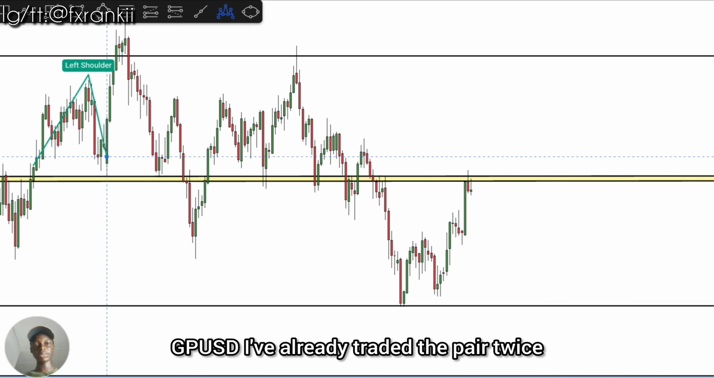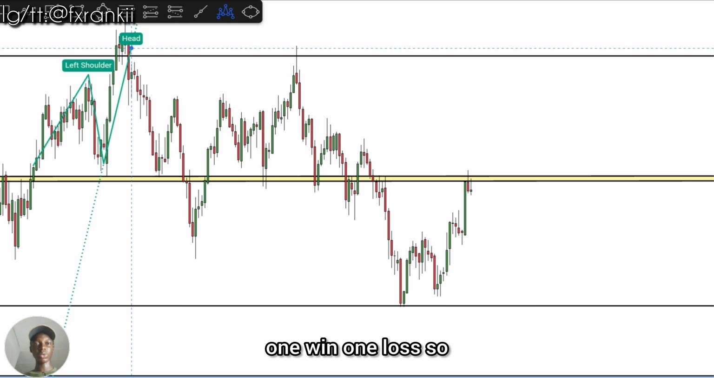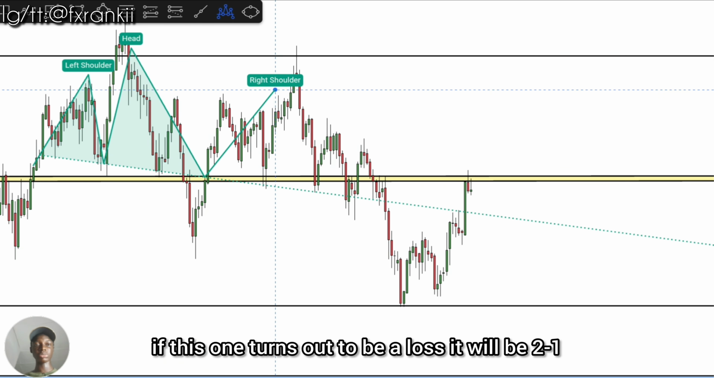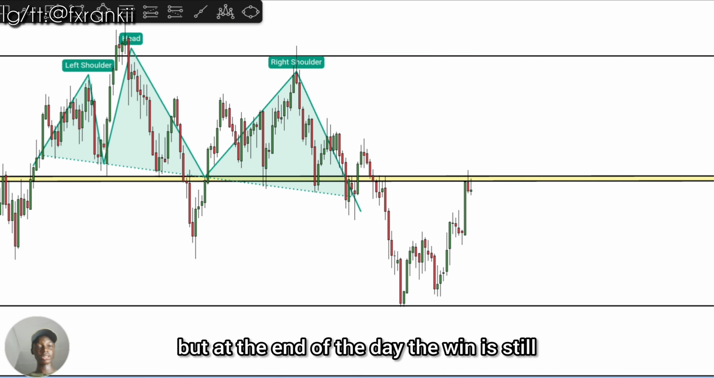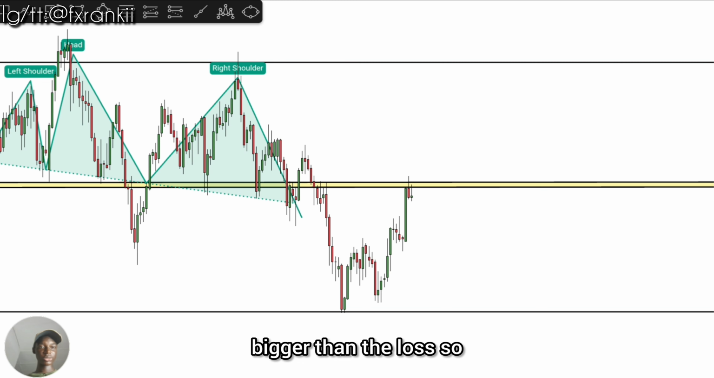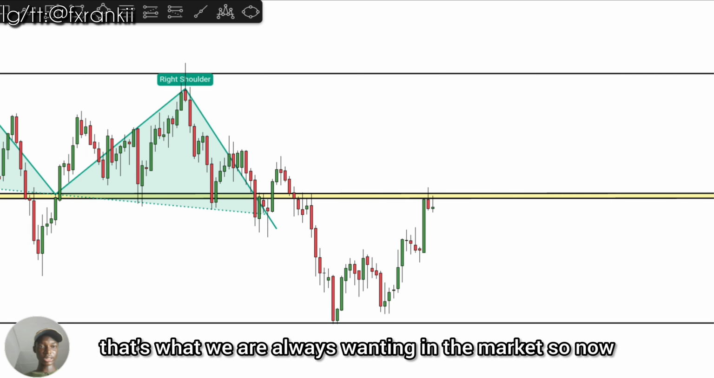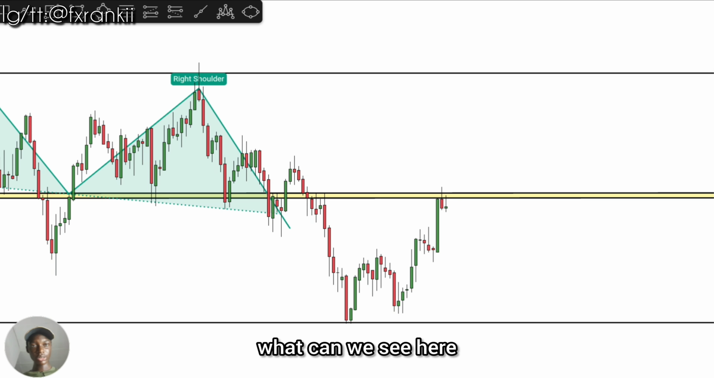I've already traded the pair twice, one win, one loss. So if this one turns out to be a loss, it will be 2-1, and then I'm done. But at the end of the day, the win is still bigger than the loss. So that's what we are always watching in the market. So now, what can we see here?